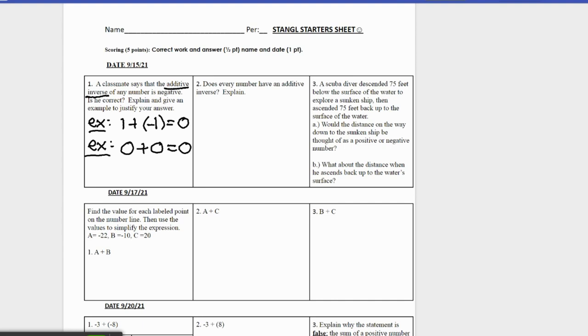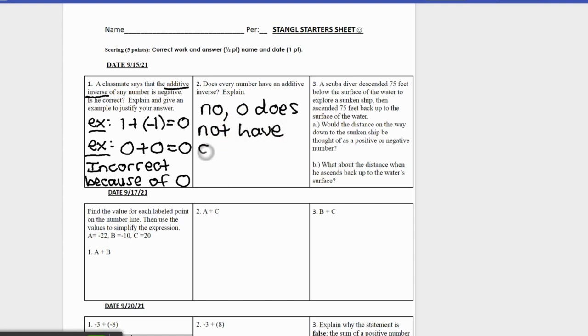So I think that this classmate is wrong, and we could say incorrect because of 0. I'm just going to write 0 instead of spelling out the word 0. So does every number have an additive inverse? No. We can say 0 does not have an additive inverse.